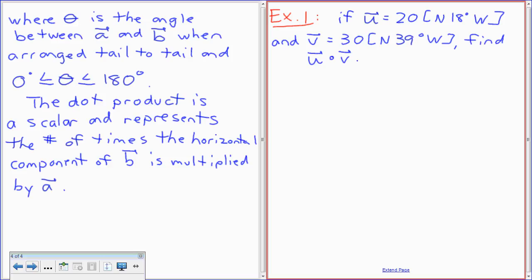So the u vector I'm going to do first, which is going to be in black. It says north 18 degrees west. Okay, so there's 18 degrees, and that's going to be a distance of 20. Everyone see how that came about, hopefully? Right, so you're starting north, James.